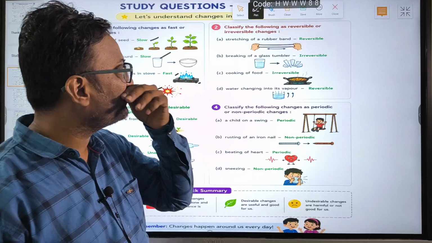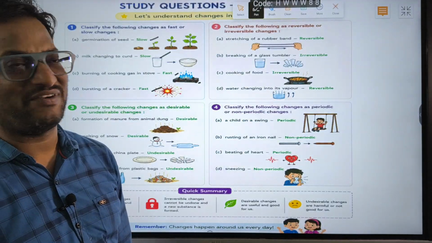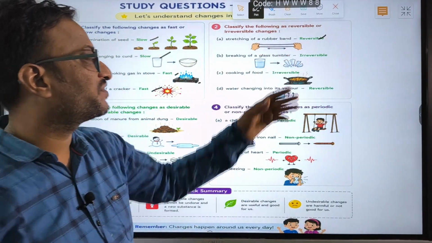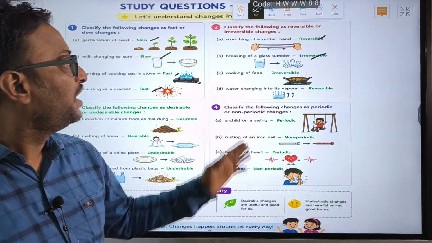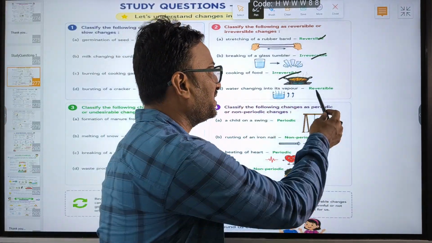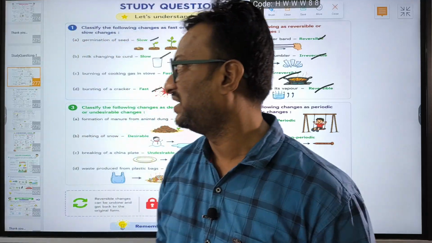Next one, classify the following as reversible and irreversible. Stretching of a rubber is a reversible change. Breaking of glass is an irreversible change. Cooking of food is irreversible. Water changing into vapor is a reversible change.